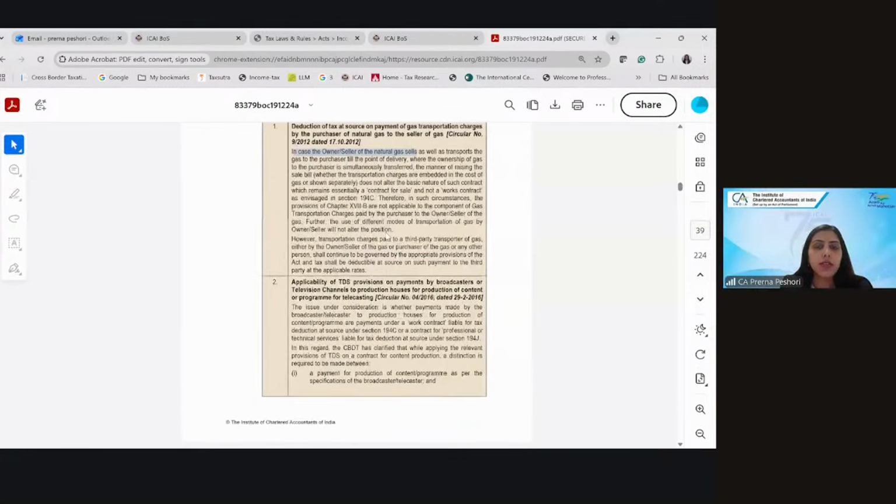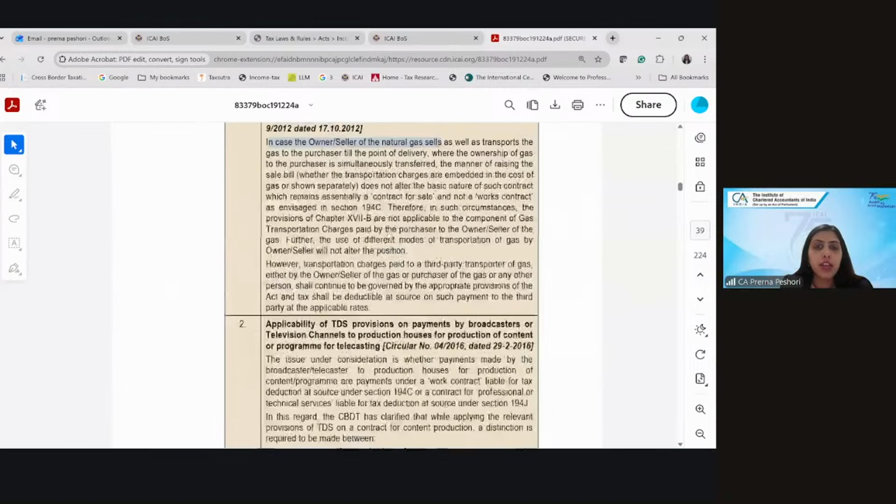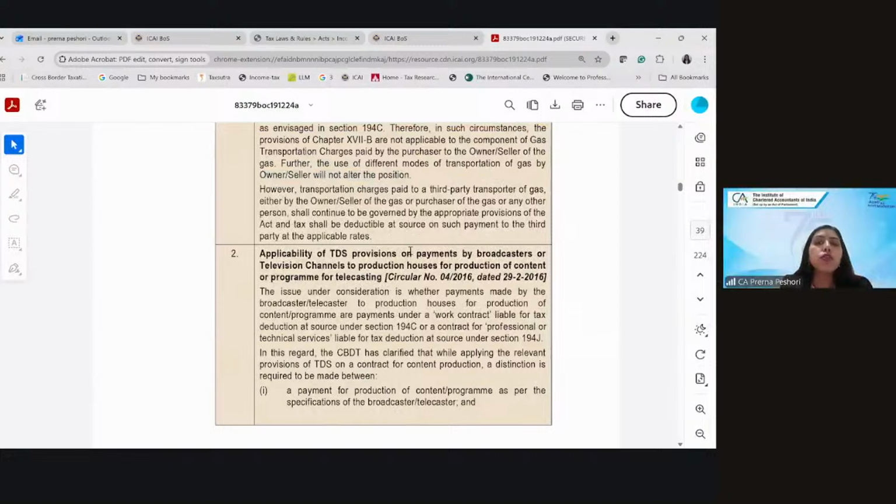Next one is a circular again. Applicability of TDS provision on the payment by the broadcasters or television channels to the production houses for production of the content or program for telecasting. So, TV channels, let's say Star Plus, Zee, would pay to the production houses, let's say Balaji Telefilms.